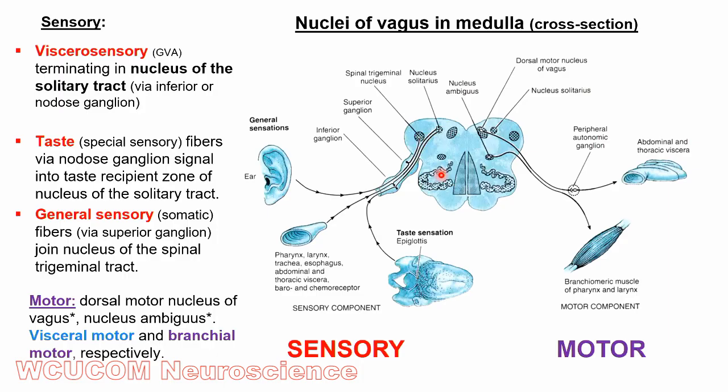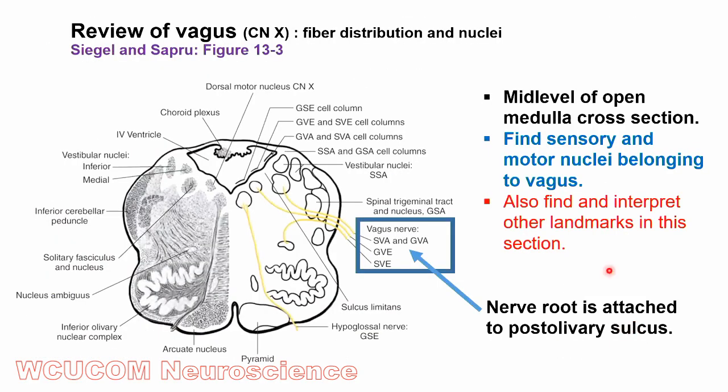Okay, and then for the motor ones, I already mentioned dorsomotor nucleus of vagus. So via those peripheral ganglia, very closely embedded, usually in the walls of these organs, we'll go to the abdominal and thoracic viscera, and then from nucleus ambiguus, the pharynx and larynx muscles, including those constrictors, including laryngeal muscles. Okay, and this is a review of the vagus nerve.